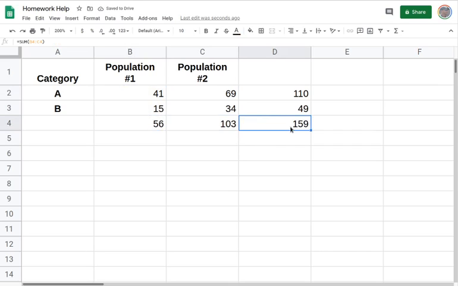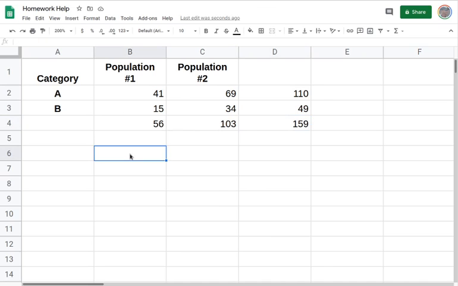Now 159 is then the total number of people that were surveyed, or whatever situation we're talking about here. So in other words, the 4 original data points that we were given, those all add up to 159. The rows add up to 110 and 49, and the columns add up to 56 and 103.